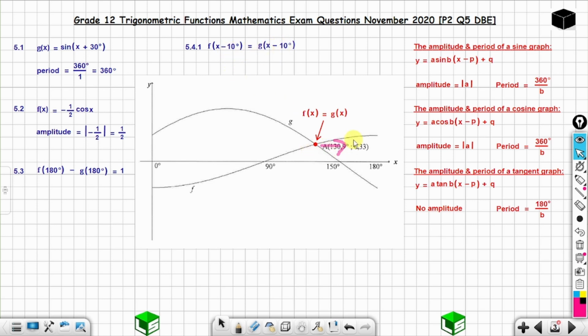So you are given the coordinate for now. If this point shifts, x is going to be 140.9. So x is equal to 140.9.